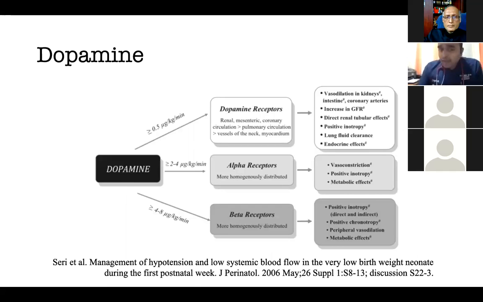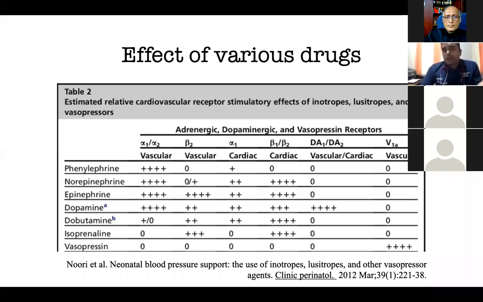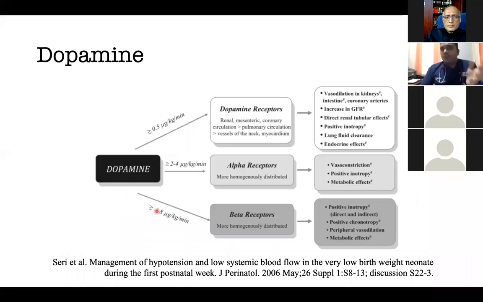Again, we have already discussed this. You can see that dopamine has action on dopaminergic, alpha as well as beta receptors. So based on dose, what are the actions? At lower doses, typically less than 2 or less than 5, it acts on the dopaminergic receptors present predominantly in the renal, mesenteric and coronary vessels, and it causes vasodilatation, increases GFR, and also improves lung fluid clearance as well as having some endocrine effect. This is an important point: it helps in some lung fluid clearance as well as some beneficial endocrine effect.